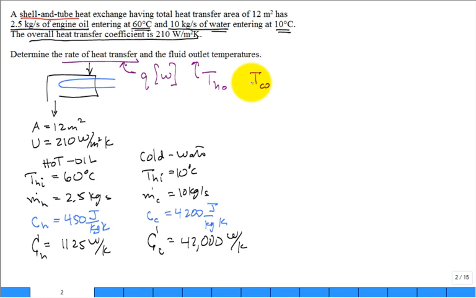All right. Okay. So we have these. So what would be the next step? Which is the minimum heat capacity rate? What is C min for this problem?